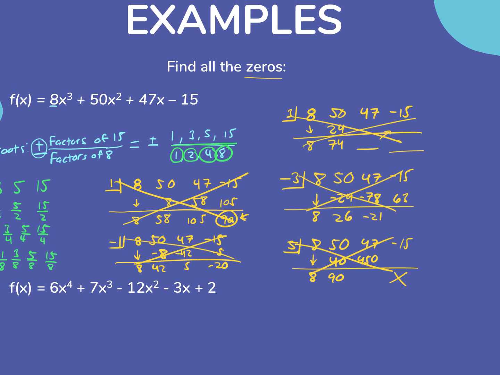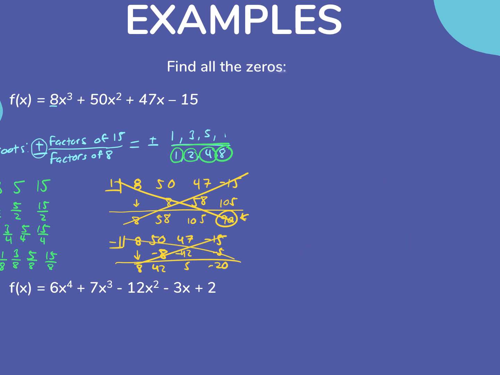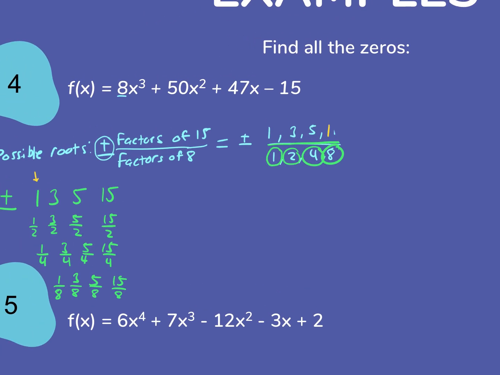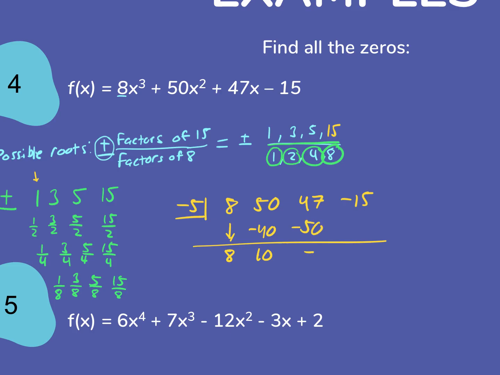I'm going to go ahead and erase some of this stuff here just so that I have a little bit more room. All right, let's try -5. I think, if I remember correctly, -5 does work, right? Let's just verify that it does. So I get an 8, a 50, a 47, and a -15. Let's just see what this gets us. Bring down the 8, you get a -40, a 10, -50, -3, and then 15. It does work, okay? Finally! We got something that works.